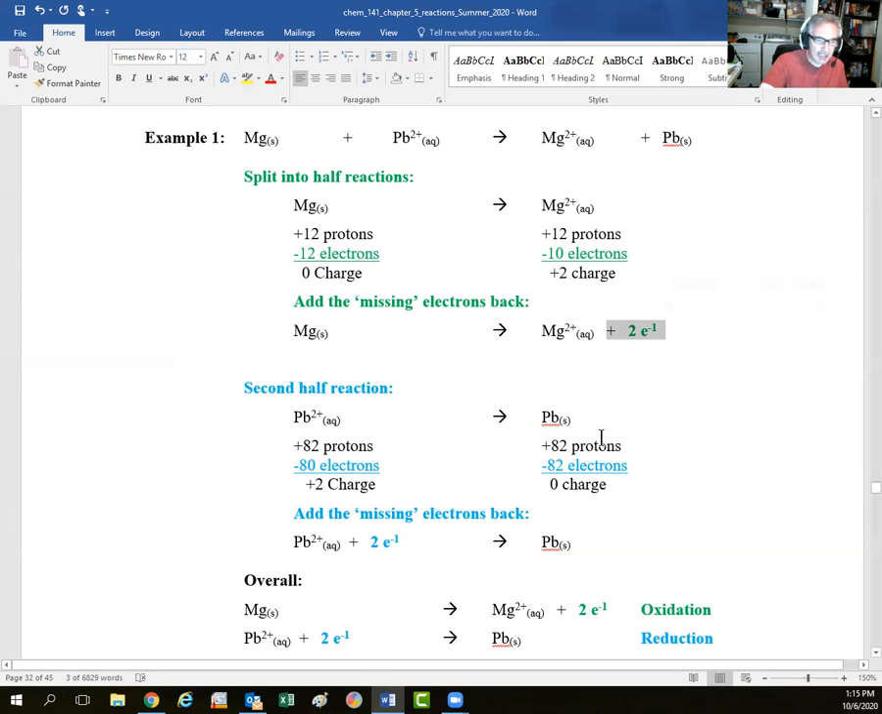Second one with the lead, again tracking the subatomic particles. The lead 2 plus, that's an atomic number of 82, so 82 protons. And with that 2 plus charge, there must be only 80 electrons. Just the pure math of it.